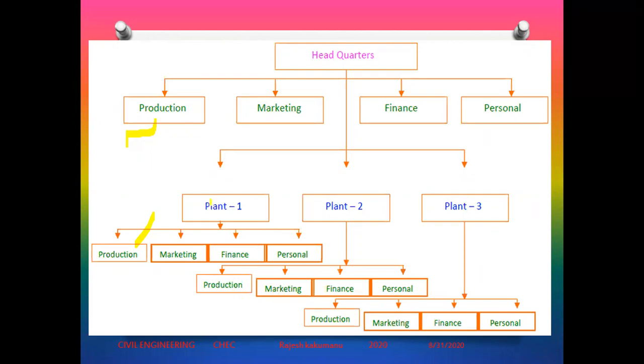So for example, in plant 1, let's say we have plant 1 in Vijayawada. In Vijayawada you have plant 1. Next, plant 2 you have in Hyderabad. You have plant 2 in Hyderabad. Next plant 3: we have plant 2 in Hyderabad, and we have plant 3 in Tirupati, right?